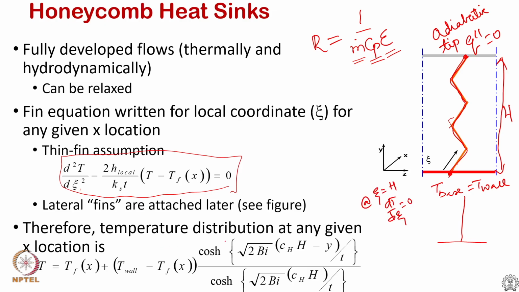So, from any textbook one can derive this solution; the general solution is known, and applying the boundary conditions we get T equal to Tf. This is the local fluid temperature. Typically in single fin solutions, we assume that the ambient outside the fin is at some heat transfer coefficient times T infinity.